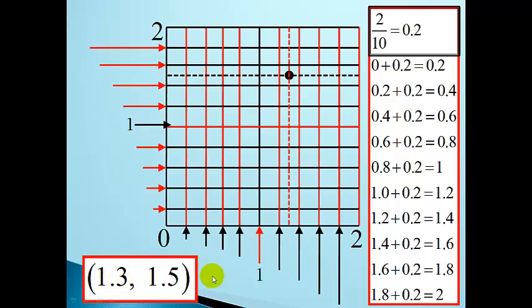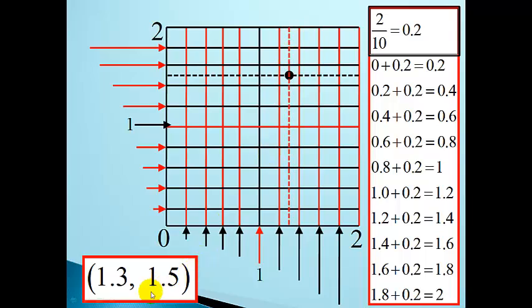So take note, when we started from 1, when we add 0.2 to 1, we had 1.2. But when we added the 0.2 again, we had 1.4. That means that the 1.3 is between the 1.2 and the 1.4, and that's the dotted line you see.